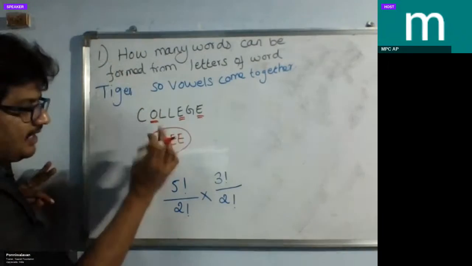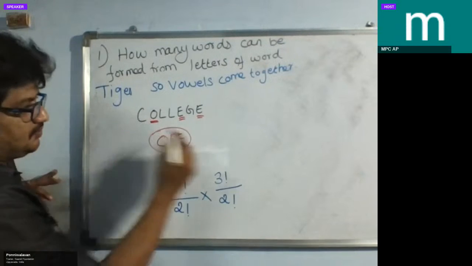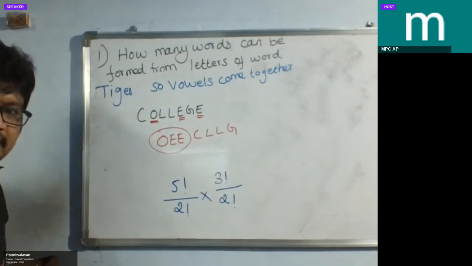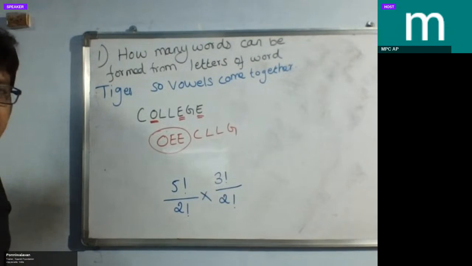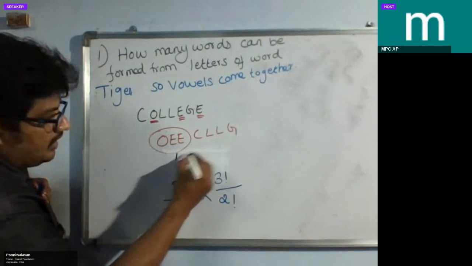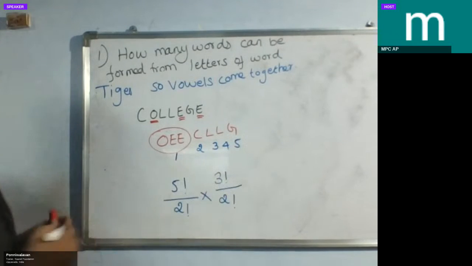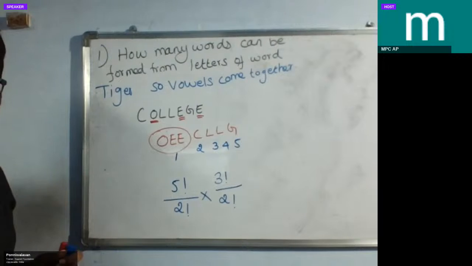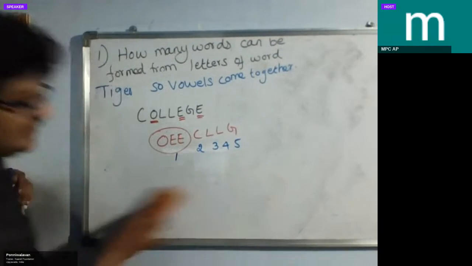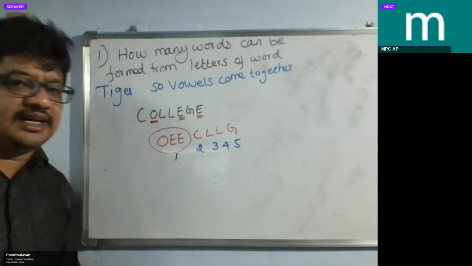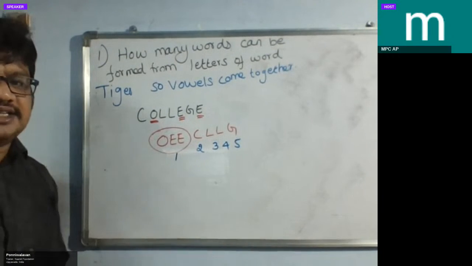Okay, this is packed. Consider it as a single letter. This is packed: C, L, L, G. Now how many letters? 1, 2, 3, 4, 5. Whatever vowels you have, if they come together, consider them as a single letter.